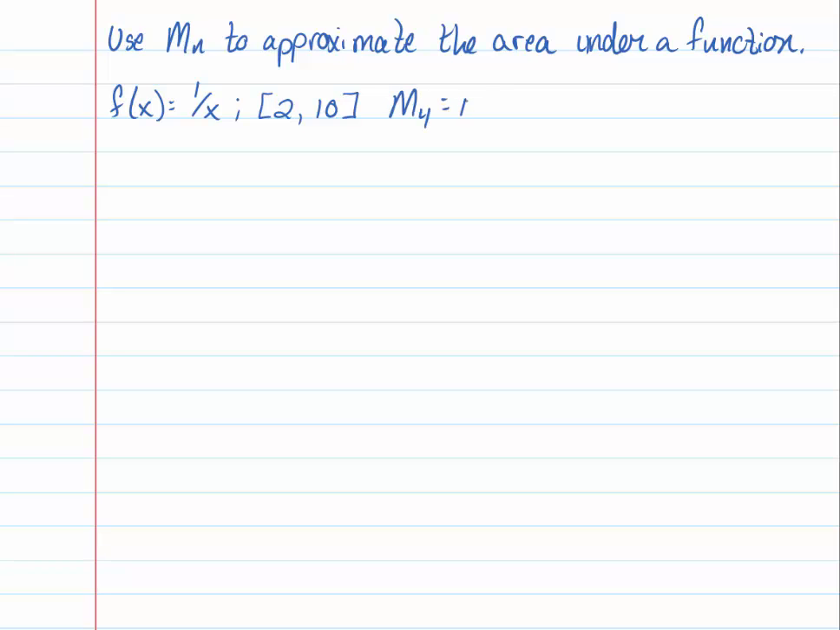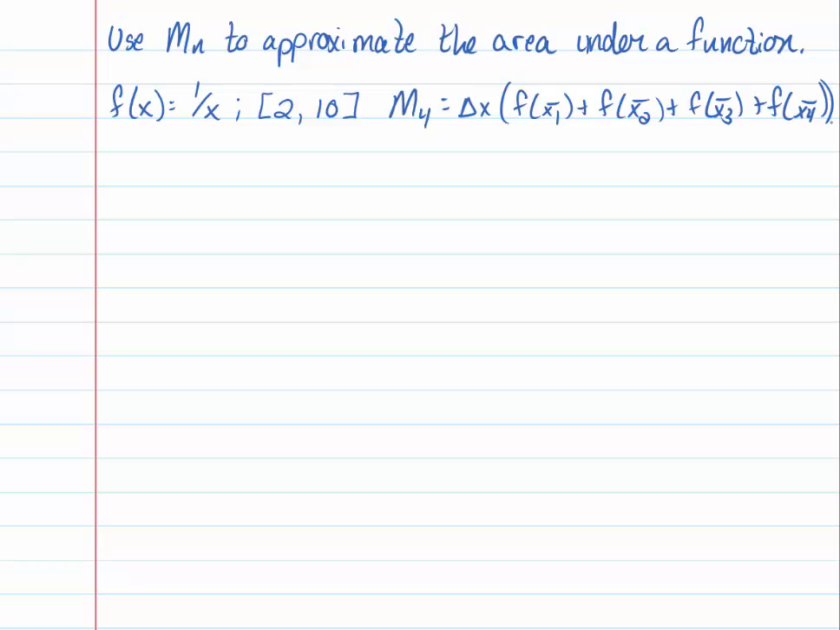to approximate, well, M4 is delta x times f of x1 bar plus f of x2 bar plus f of x3 bar plus f of x4 bar. And you remember that xi bar is simply the midpoint between xi minus 1 and xi. So when we generate the intervals, we're going to take the midpoints instead of the left or the right.